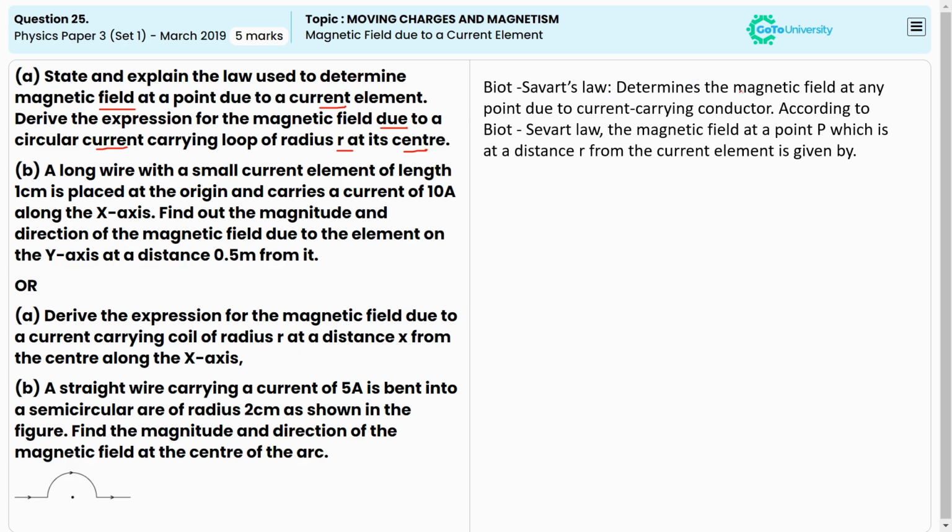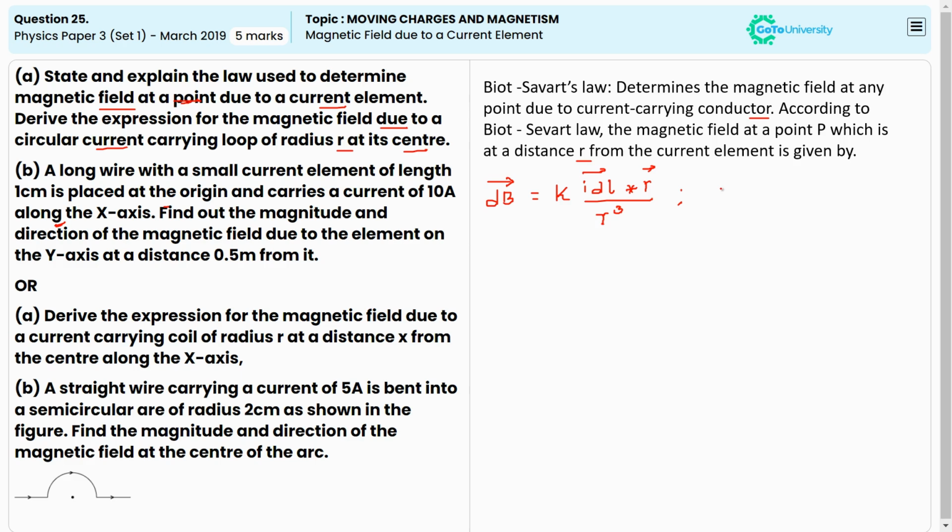It determines the magnetic field at any point due to a current carrying conductor. According to Biot-Savart law, the magnetic field at a point P, which is at a distance r from the current element, is given by, that we denote by the symbol dB. dB vector is equal to K times I dl cross r divided by r cubed.